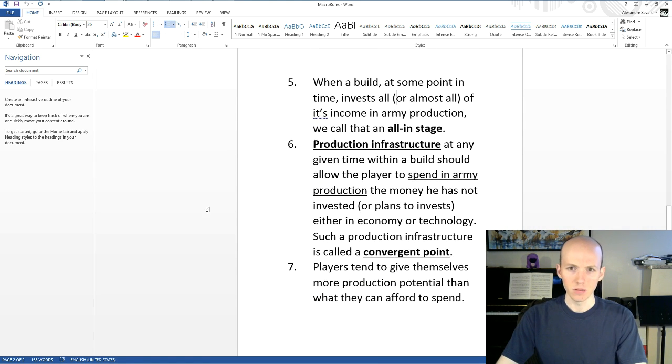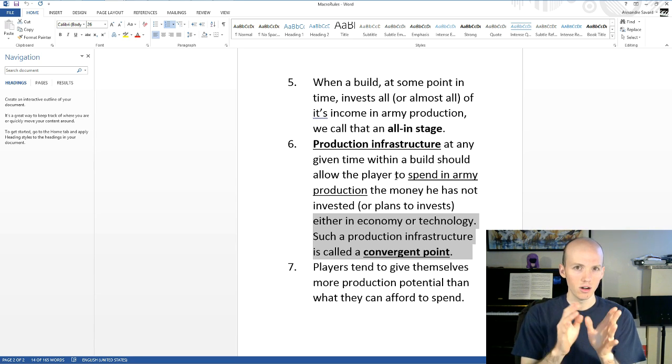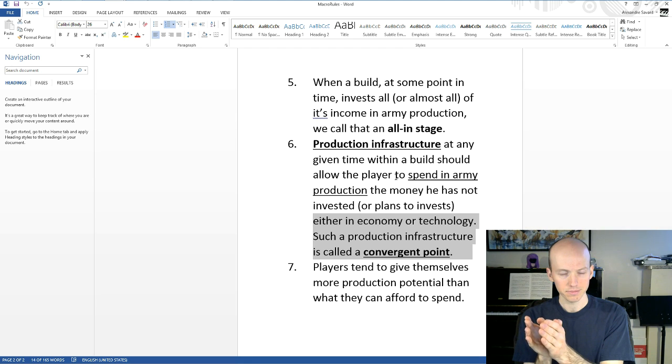Okay, number 6, production infrastructure at any given time within a build should allow the player to spend in army production the money he has not invested or plans to invest either in economy or technology. Such a production infrastructure is called a convergent point. So that's starting to be a bit more complex here. So we're saying that, okay, we can spend money either in economy, technology, and army.